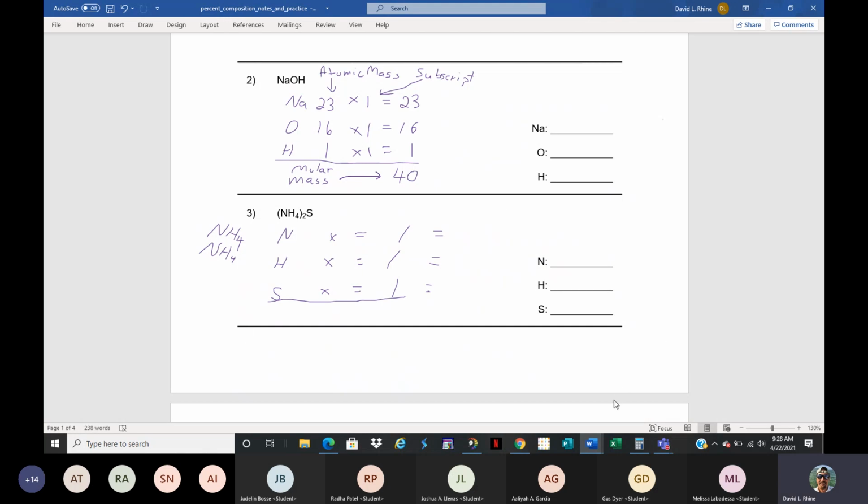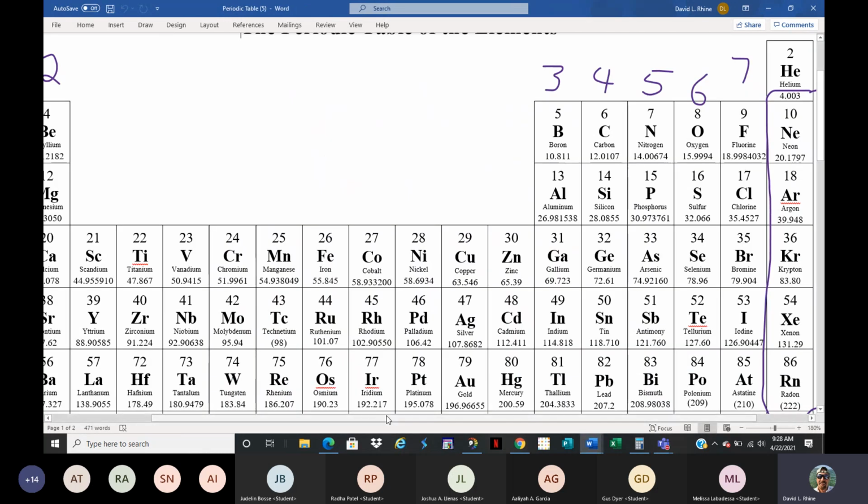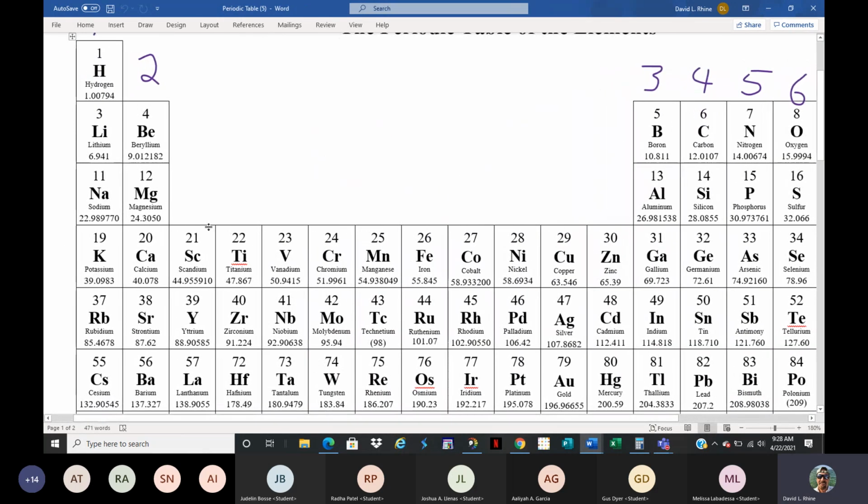Okay, now I'll go to the periodic table. We have sodium, oxygen, and hydrogen. Come on, computer. There we go. All right. Over here on the left, here's sodium, 22.989. So I just round that to 23. Hydrogen, 1.00. So I round that to 1. Oxygen, 15.999, so I round that to 16. Does everybody understand where I got my numbers? 23, 16, 1. Everybody understand where I got them, yes? Okay.